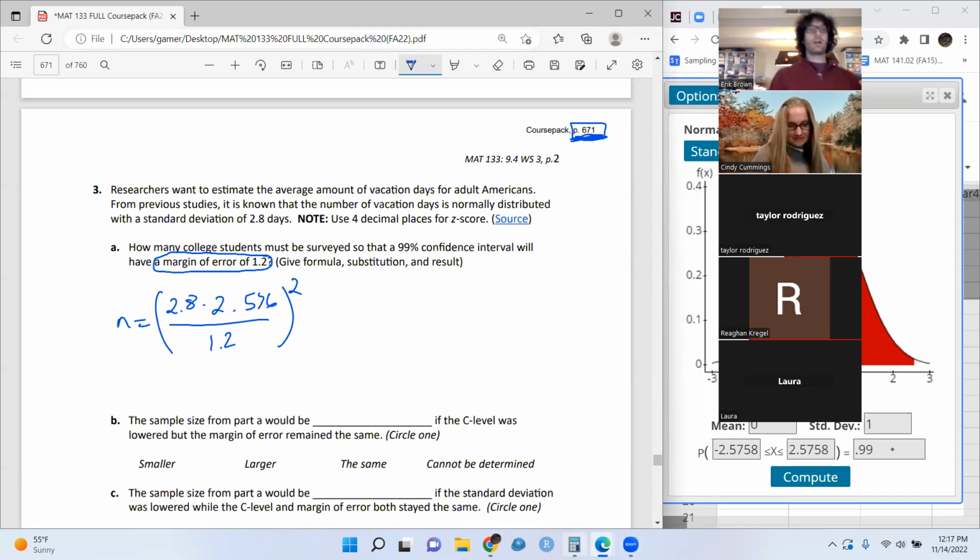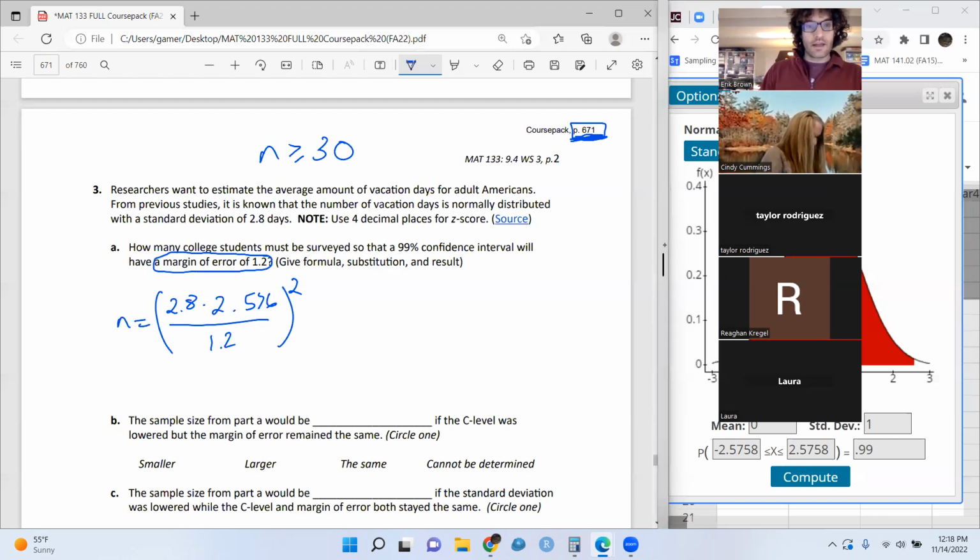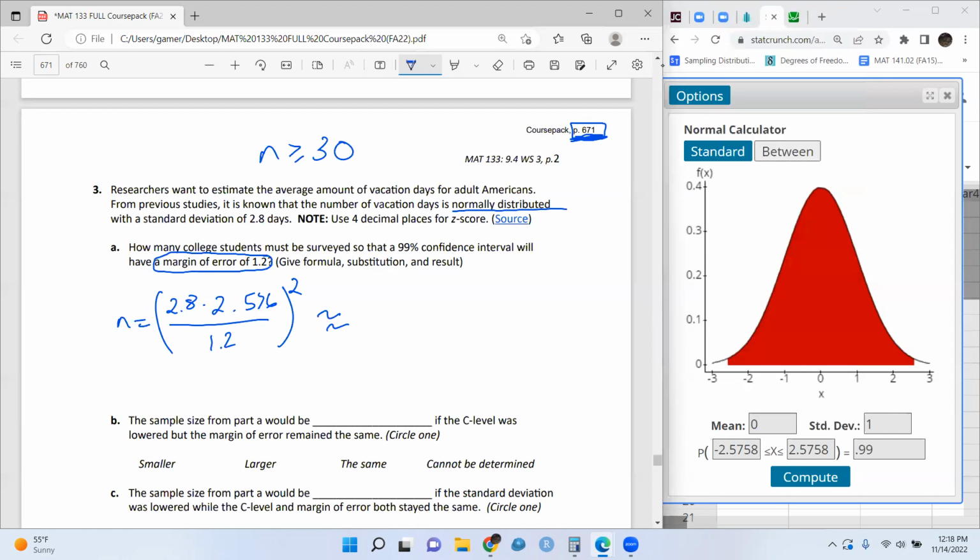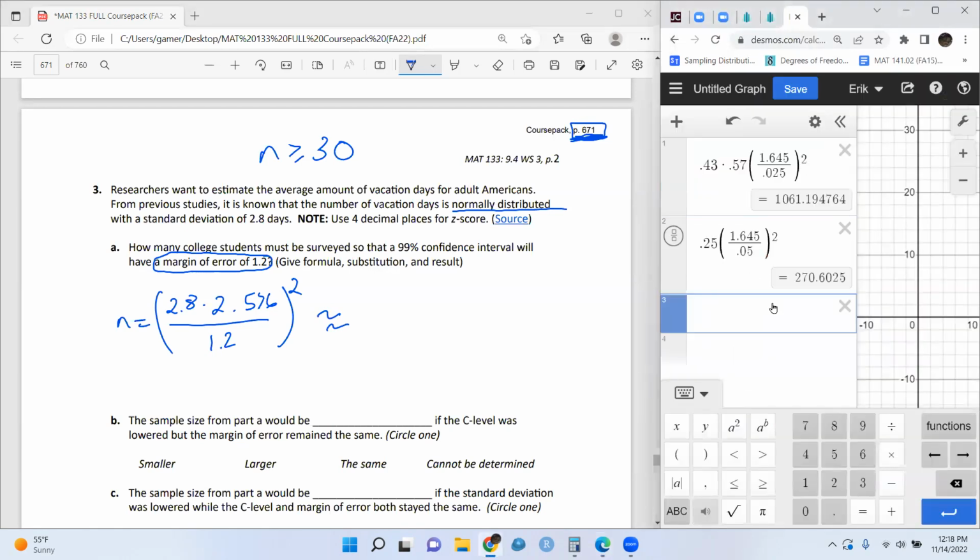Nice, Laura. Remember that to have a normal distribution for means, condition 3 says our sample size has to at least be 30. So if you're getting numbers less than 30, that could be a clue that something might not be quite right. Although the fact that we know that the number of vacation days is normally distributed means we could get numbers less. So just a clue. Let's see, Reagan, if we can figure out where you went wrong. Do you see it already or no?